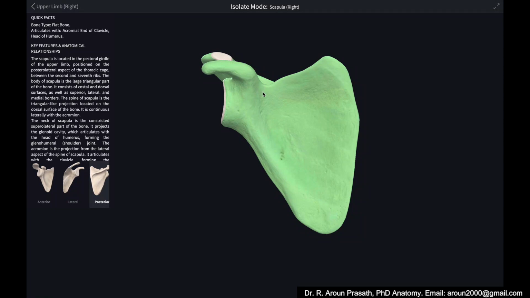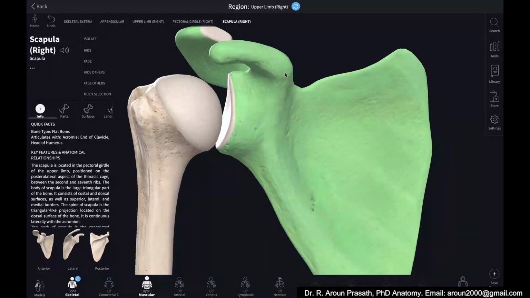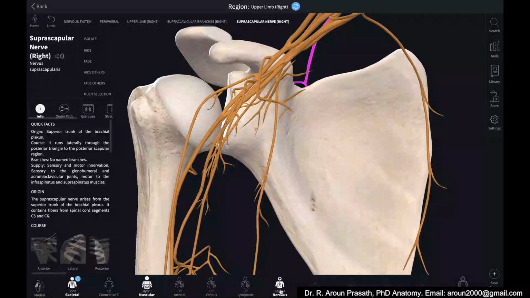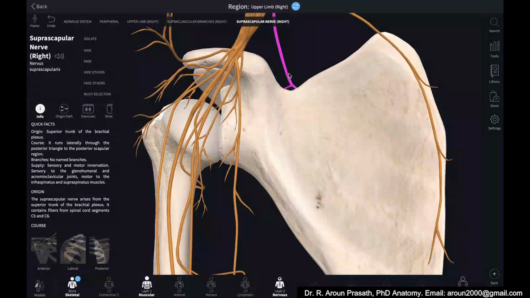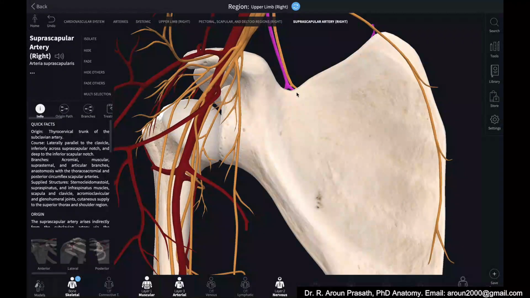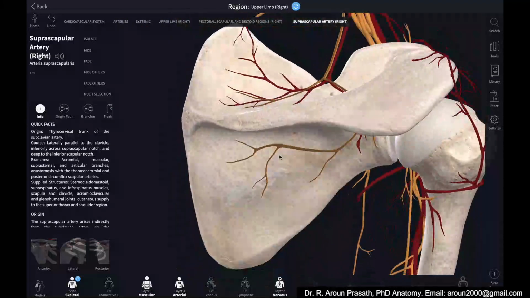You can see a pit-like structure. This notch is called the suprascapular notch because the suprascapular artery and the suprascapular nerve are passing through it. This is the suprascapular nerve, and this is the suprascapular artery. That's why the suprascapular notch is present.